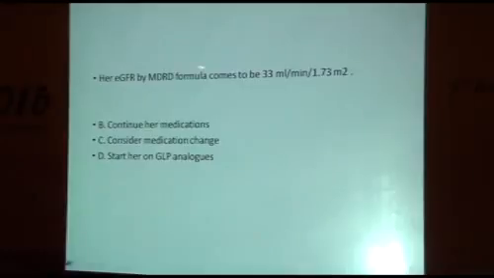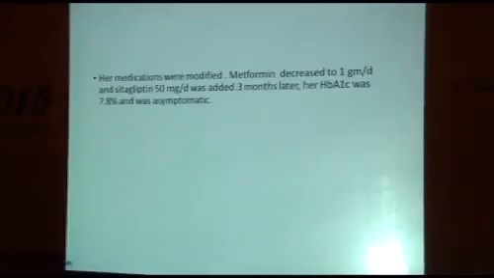Taking this, now what will you do? In this scenario, what medication change will you think of? There is not going to be one right answer; there will be multiple options. So what was done for this patient?